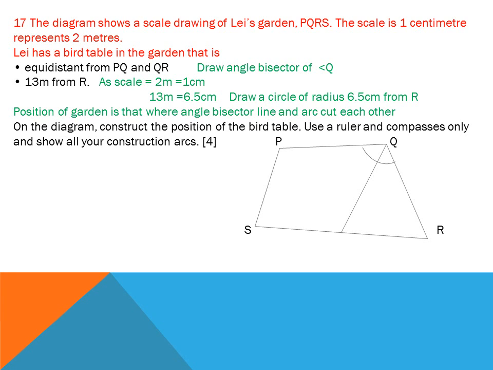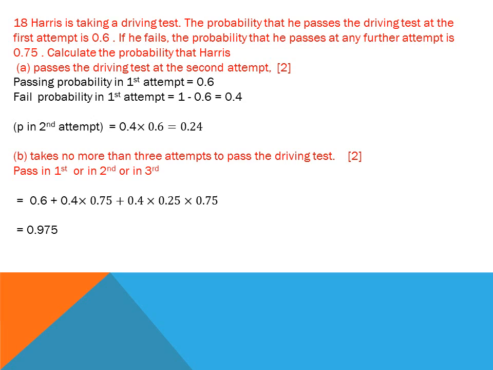Notice the point where the arc of the circle cuts a line, it's the stable place. The position of the garden is where the angle bisector line and the arc cut each other. So finally the position is here.